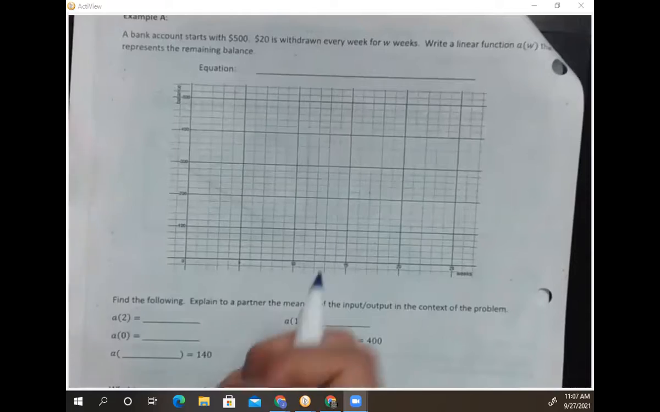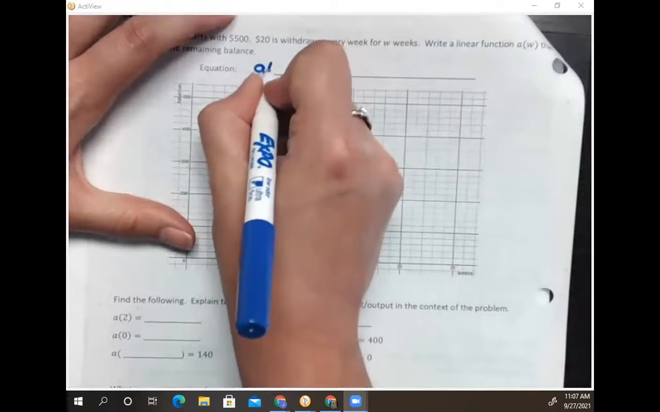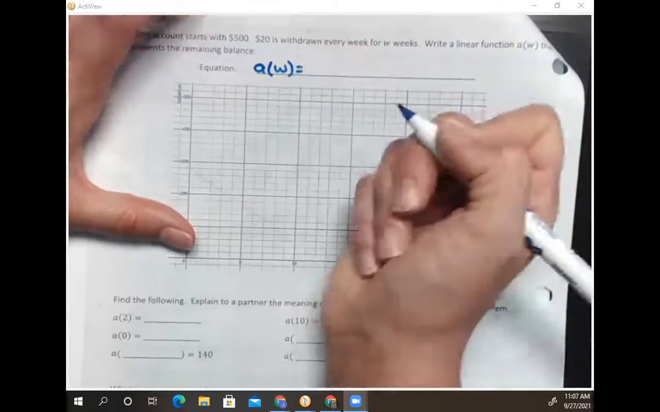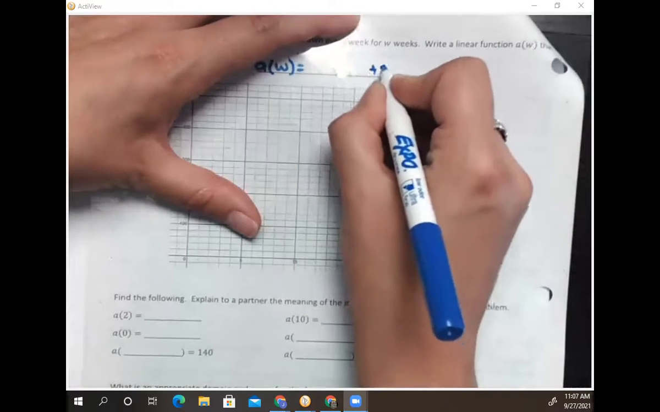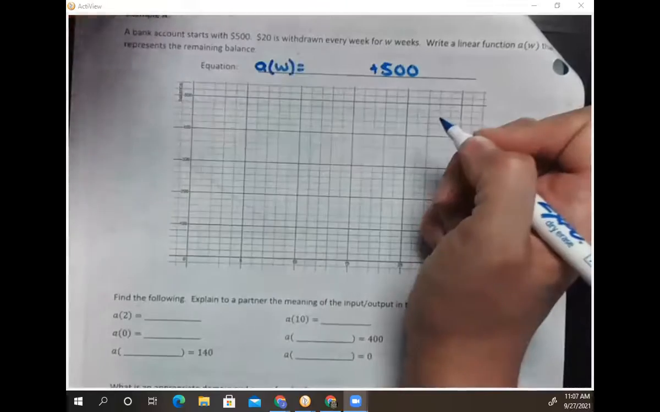So as we write our function, I'm going to call it A of W because that's what they asked me to call it. And then at the end, I'm going to put our original amount. How much do we have in the account to start with? What's our original amount? 500. Okay. I'm going to put plus 500 at the end. That's what I'm starting with.